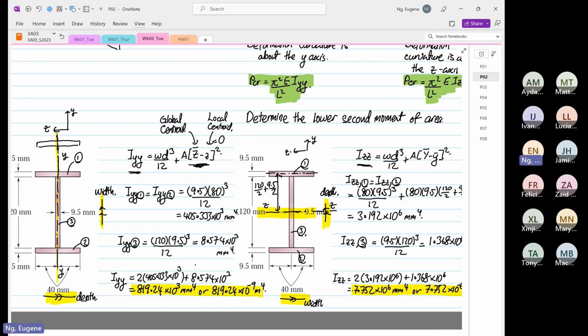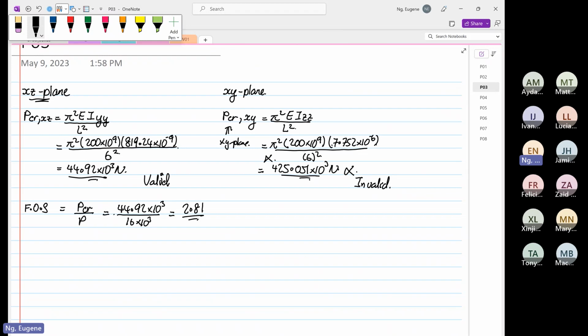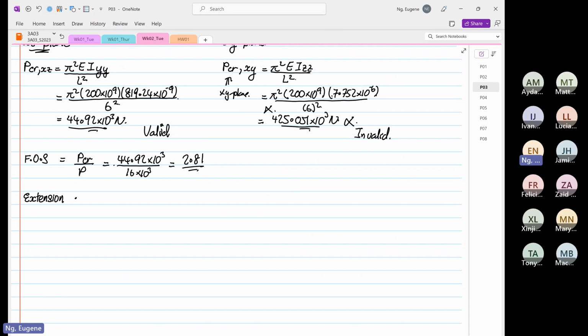Okay. Now the next thing we are going to do is a very important aspect of buckling. The resistance of how the structure will buckle is not just based on the length, not just based on the Young's modulus, or not just based on the cross-sectional area. It is also dependent on how both ends are fixed. I repeat again, it's also dependent on how both ends are fixed. Okay, and this is what we call the extension of Euler's formula.